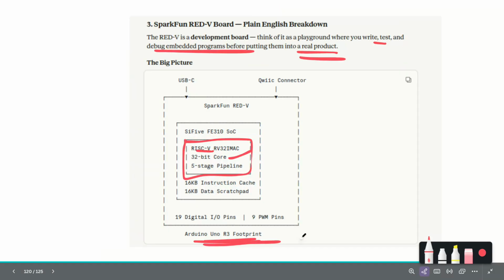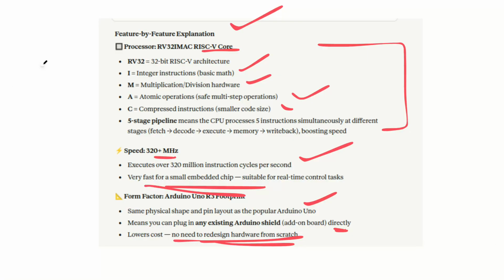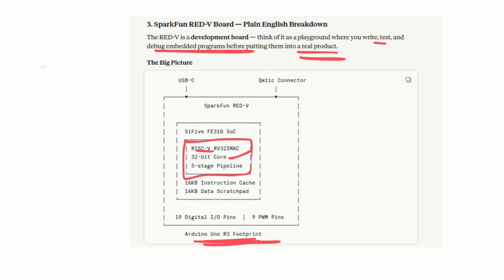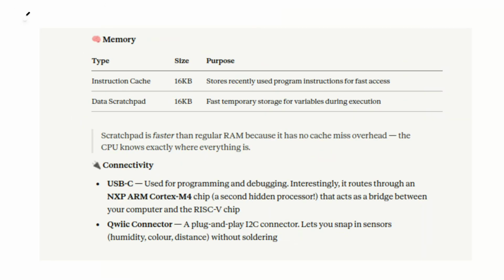So there is an Arduino UNO R3 footprint which can be directly placed here, plugged in. You can directly plug in any existing Arduino shield to here. We can directly add this Arduino UNO R3 footprint to our RedV board. Fine.